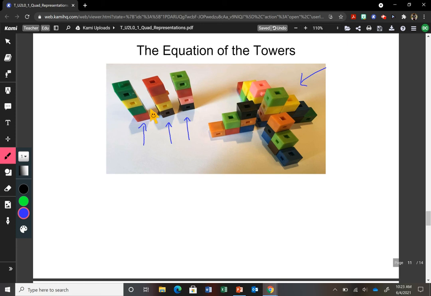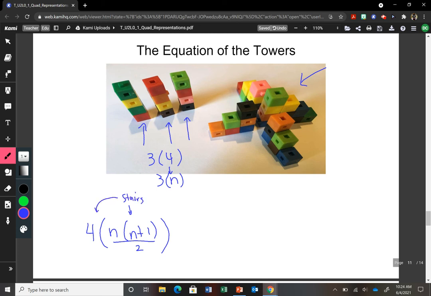Okay, so I have 3 of them, and it's just 1, 2, 3, 4, 1, 2, 3, 4, 1, 2, 3, 4. 3 times 4, right? But we're not working with 4, we're working with n because we're trying to generalize it. So there we go. We have our initial 4 stairs. And this is the equation for the stairs.